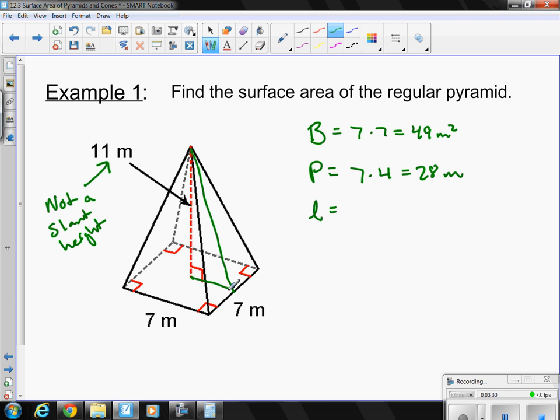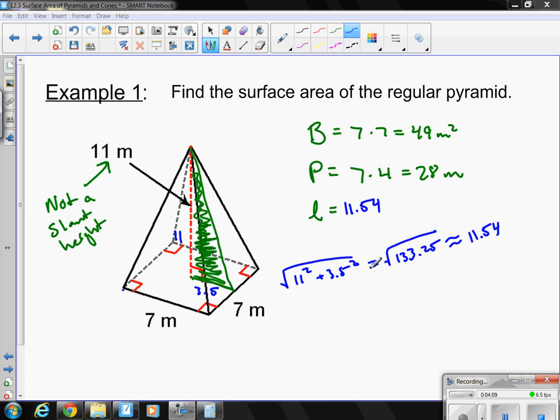Okay, so drawing in this right triangle here, I want to find the hypotenuse. Right, it's a right triangle, so I can use the Pythagorean theorem to find the slant height. Sometimes they might give you the slant height, so you don't always have to do this, but since this is a regular pyramid, if this is 7, this is going to be half that, 3.5. This is 11, so I can take 11 squared plus 3.5 squared equals my hypotenuse squared, so take the square root of that. So calculating that out, the slant height's about 11.54.